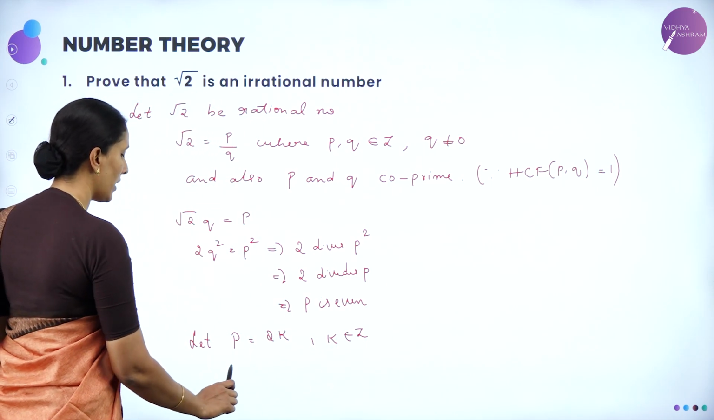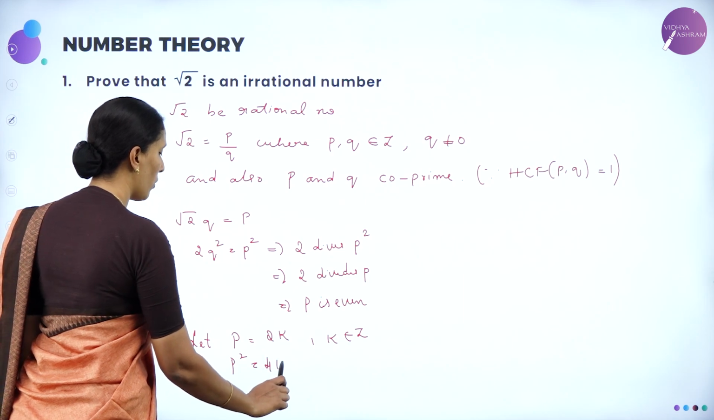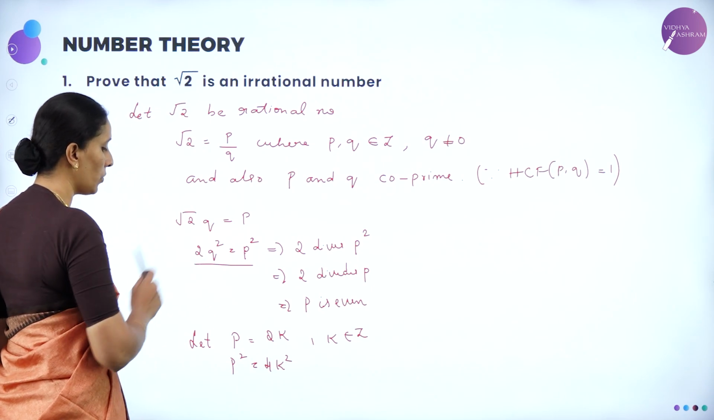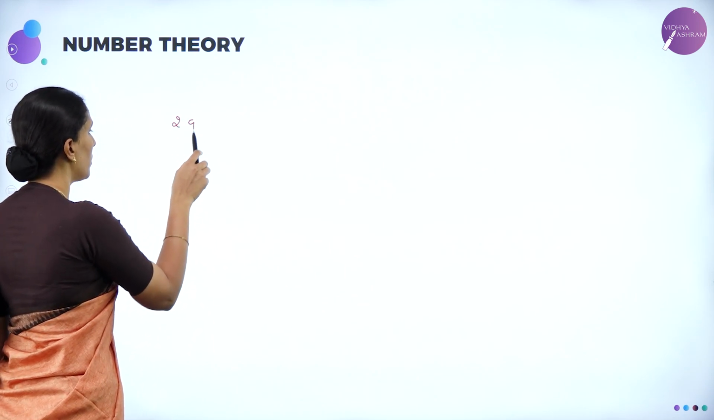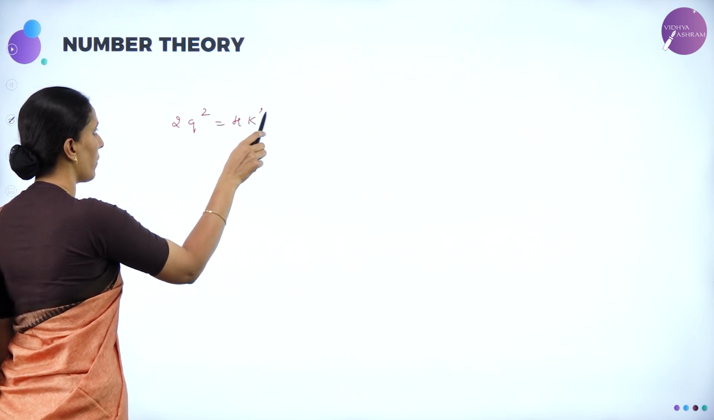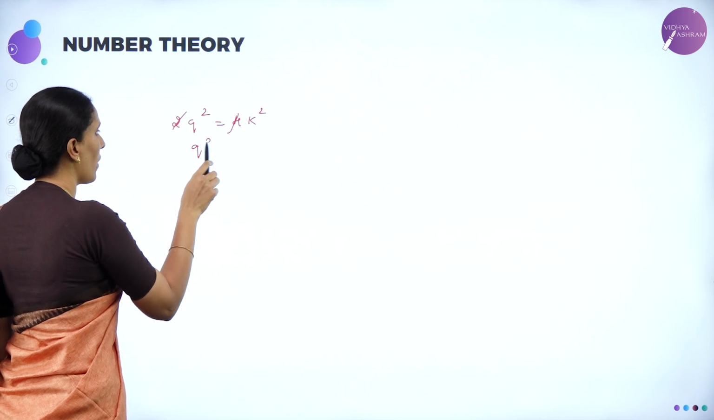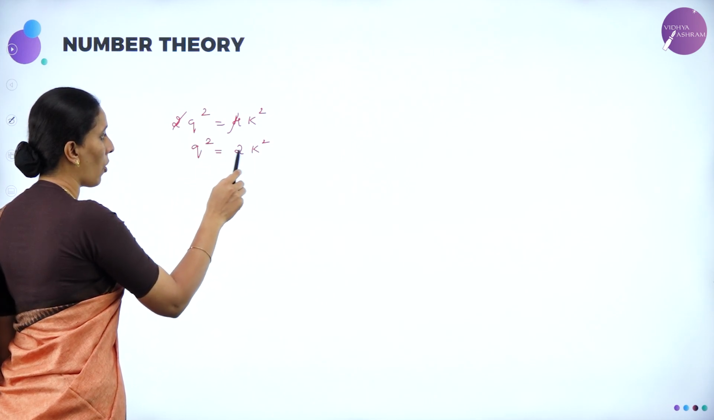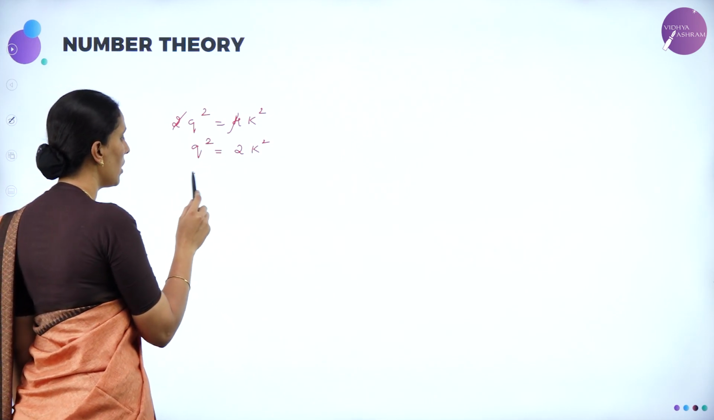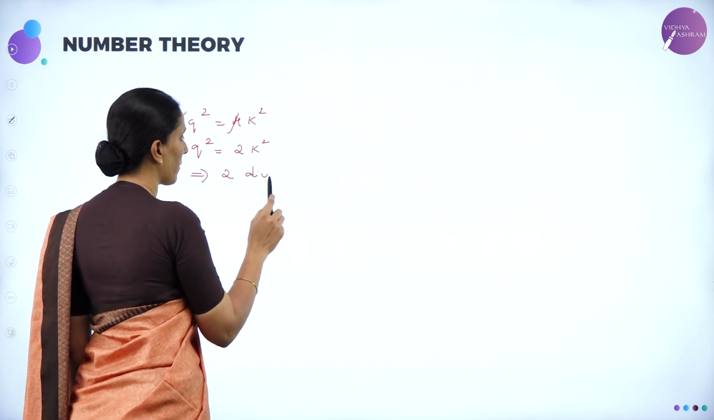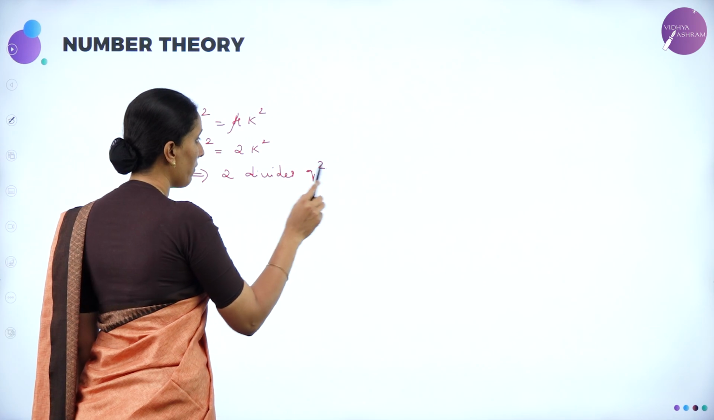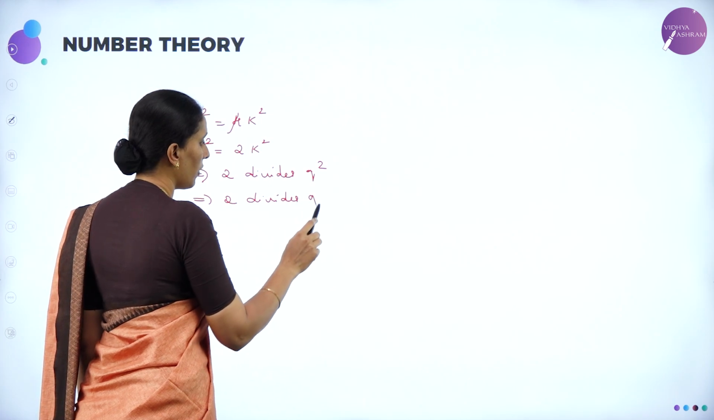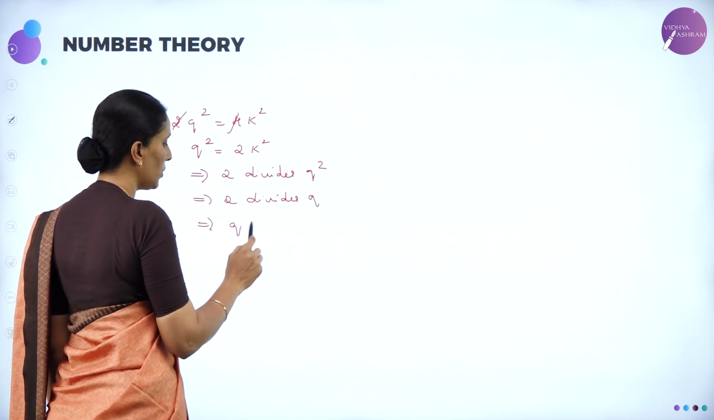Now let us square both sides. We have p square is equal to 4 k square. Using this condition, instead of p square, I can write 2 q square. So 2 q square is equal to 4 k square. Cancelling, we get q square is equal to 2 k square. So we can clearly see q square is a multiple of 2, that implies 2 divides q square. So when 2 divides q square, it also divides q. If q is divisible by 2, that implies q is even.